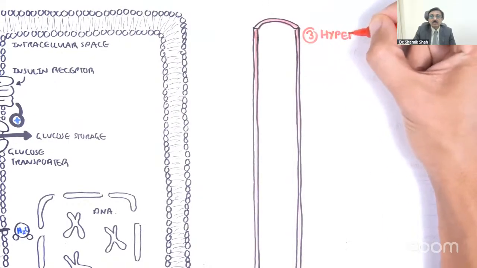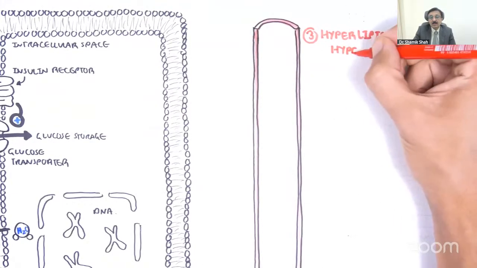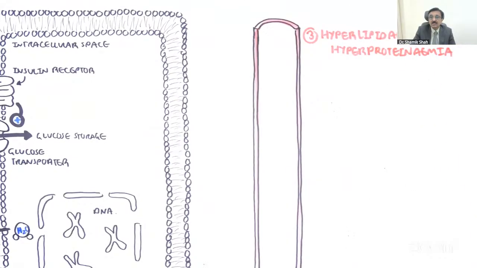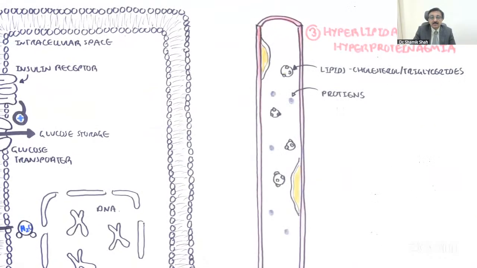A third important cause of hyponatremia is hyperlipidemia or hyperproteinemia. So this is seen in patients typically with congenital dyslipidemias where they have a very large amount of lipids in their bloods.